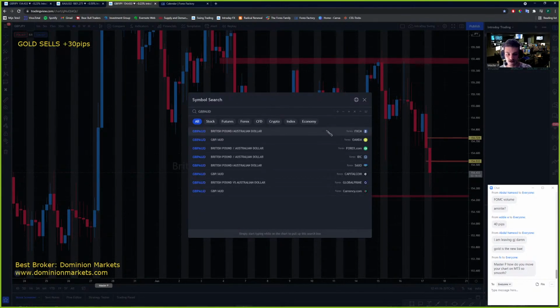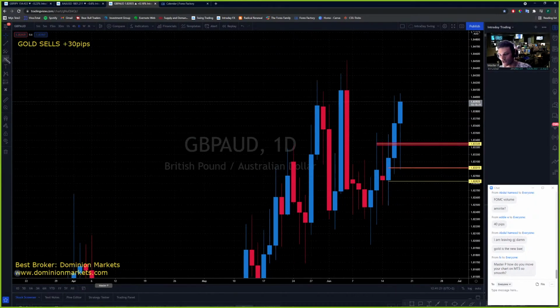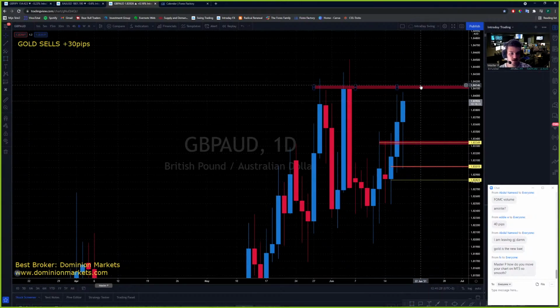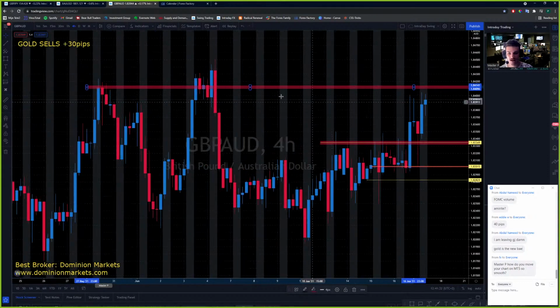GBPAUD. Let's take a look at the daily. Daily is heading very bullish. We're at a daily resistance over here. So now question is, are we going to respect this daily resistance, or are we going to break above it? So let's take a look. Let's analyze the lower time frames.